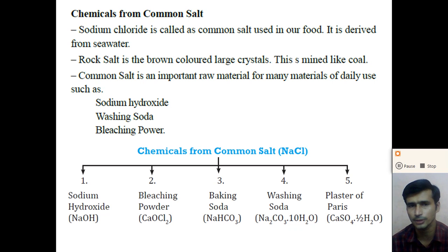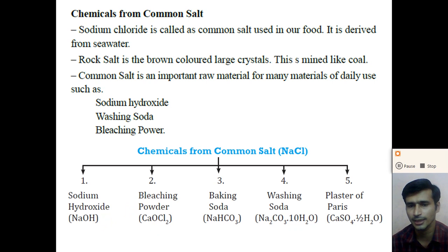So here the common salt is a raw material for many chemicals which we use in our daily life. For example, sodium hydroxide, bleaching powder, baking soda, washing soda, plaster of Paris. Of these, two, sodium hydroxide and bleaching powder, we discussed in the previous video.